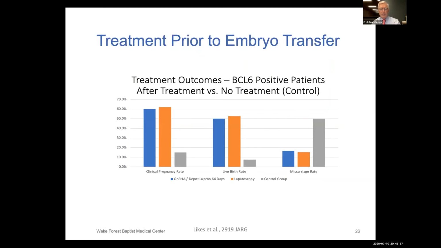in patients that had elevated BCL6 who underwent no treatment. The clinical pregnancy rate and live birth rate were very low, and the miscarriage rate was 50%. But if you took that group of patients and treated them either with surgery, in orange, or Lupron for 2 months, as shown in blue, we had equivalent success rates that approached 60% and live birth rates that approached 50%. And the miscarriage rate fell after treatment. Again, suggesting that designer targeted treatment of patients with known endometrial receptivity defects may in fact be a way of overcoming these problems.